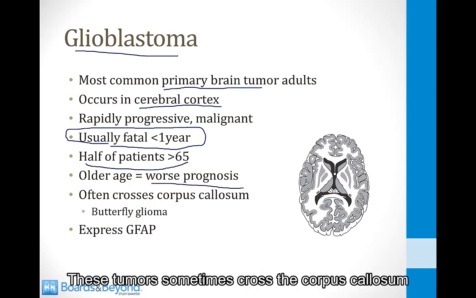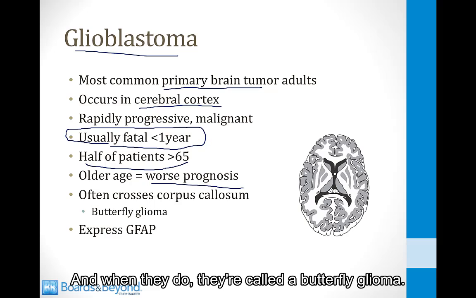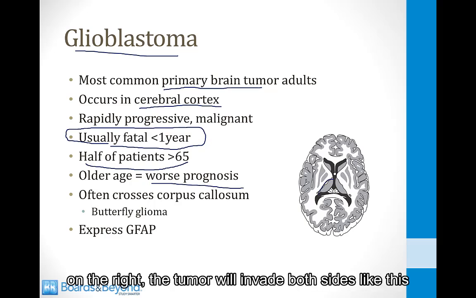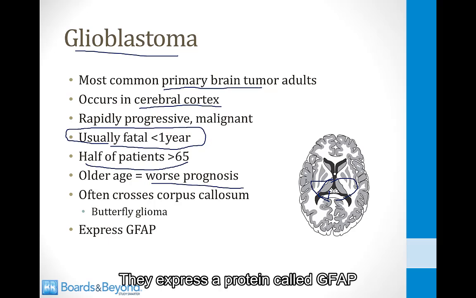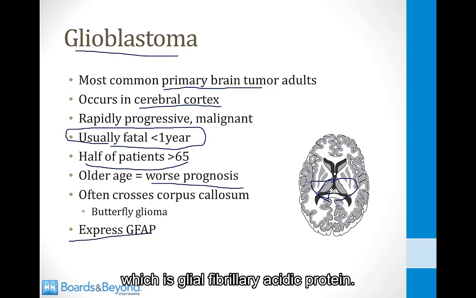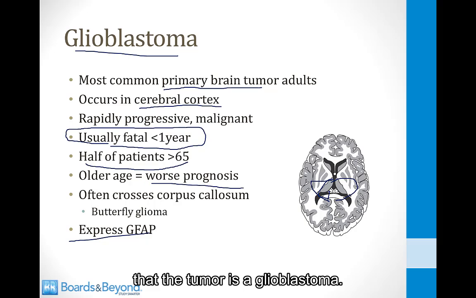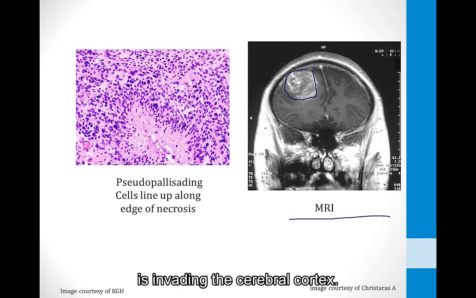These tumors sometimes cross the corpus callosum and occur on either side of the brain, and when they do, they're called a butterfly glioma. So if you look at this cross-section of the brain on the right, the tumor will invade both sides like this, and it will look like a butterfly protruding out from the middle of the brain. They express a protein called GFAP, which is glial fibrillary acidic protein, and this is one of the ways you can identify that the tumor is a glioblastoma. On the right is an MRI picture of a patient with a glioblastoma, and you can see that the tumor is invading the cerebral cortex.